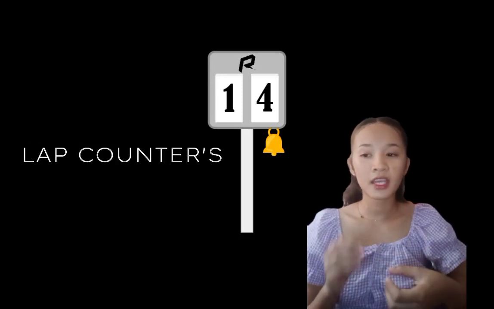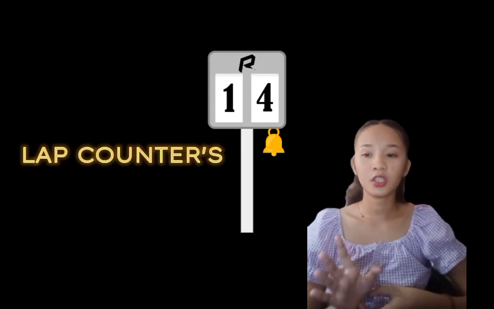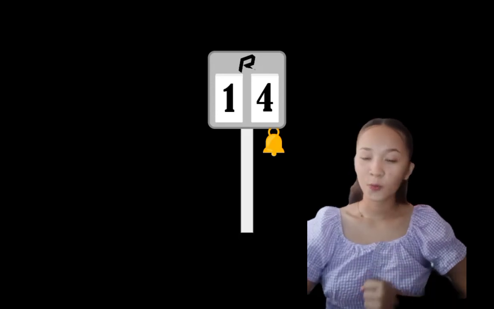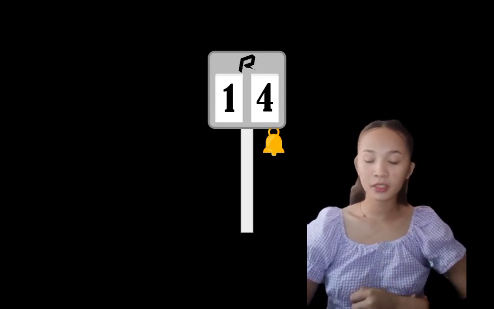But if you're going to buy a top of line lap counter, it will cost up to $650. So just convert it into Philippine money. I don't know.